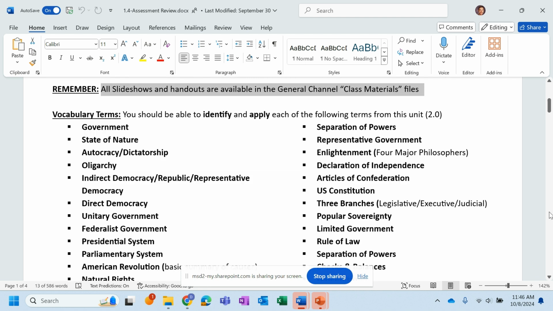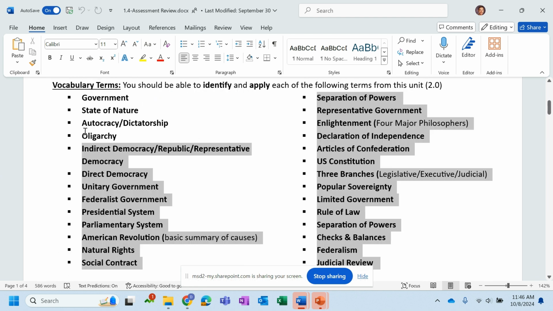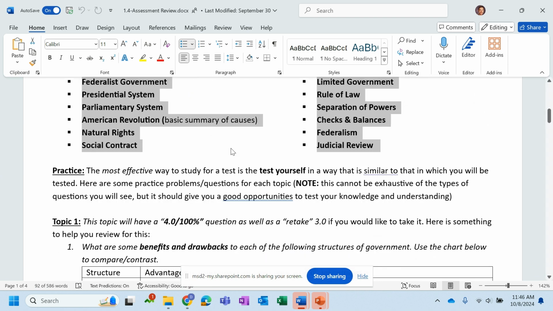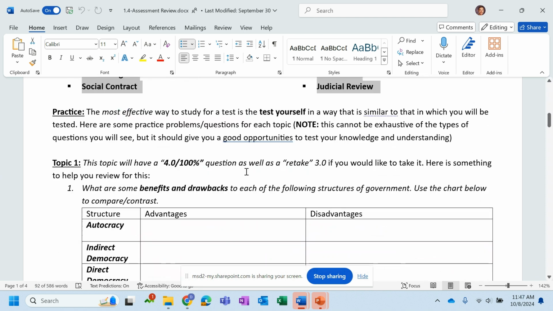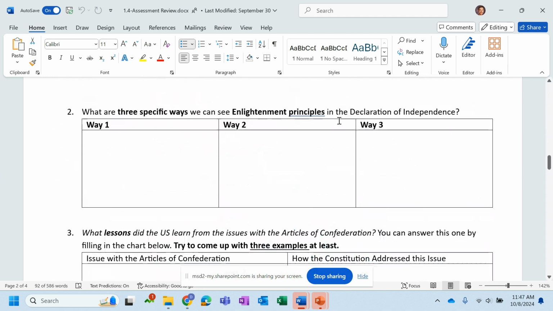I'm not going to spend a ton of time going over the vocab terms. I like to use them in the context in which they're supposed to be used. But if you need some of these defined, this would be something to ask me before the test if there's something you can't figure out. Okay. Most effective way to study is to test yourself. So I try to make these various review activities things that you have to test your knowledge and actually do things in the way that you will be asked.